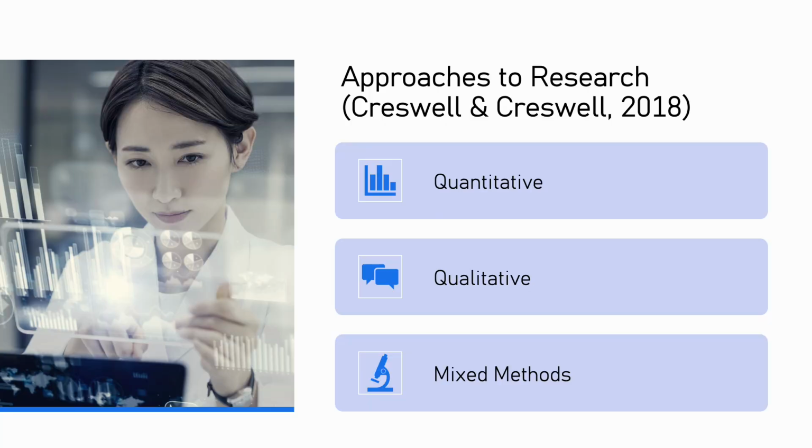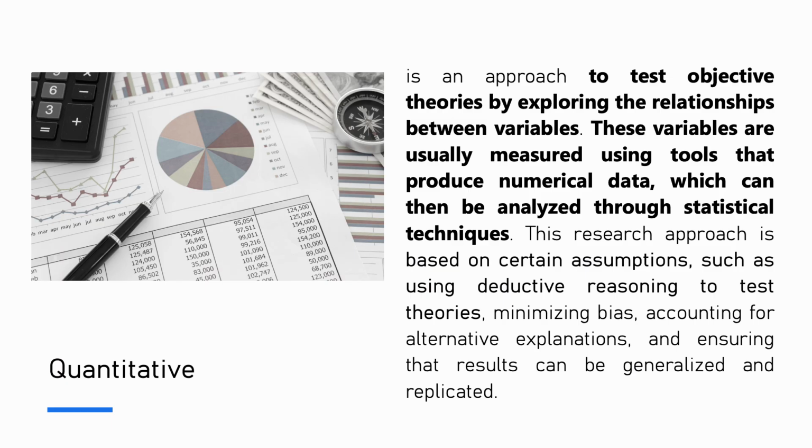Now that we've defined what a research approach is, let's take a closer look at the three major types identified by Creswell and Creswell, 2018. These are quantitative, qualitative, and mixed methods. Quantitative research is an approach used to test objective theories by examining the relationships between variables. These variables are typically measured using instruments that produce numerical data, which can then be analyzed through statistical techniques.